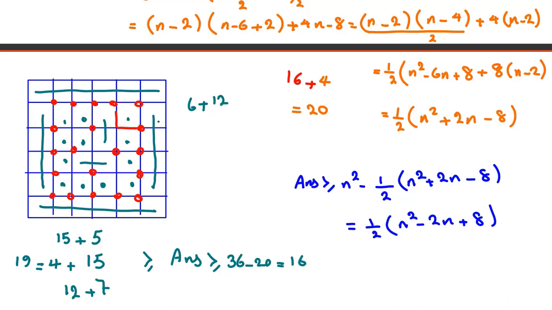Here is 18. 1, 2, 3, 4, 5, 6, 7, 8, 9, 10, 11, 12. Then 1, 2, 3, 4, 5, 6. 6 plus 12, 18. So let's see, can we decrease more? Here we can select this one. No, here, not.